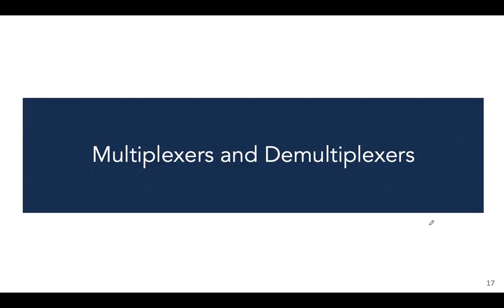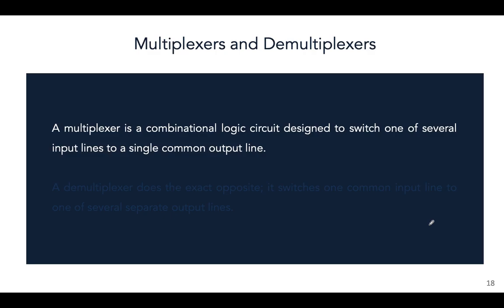All right, now let's talk about multiplexers and demultiplexers. A multiplexer is a combinational logic circuit designed to switch one of several input lines to a single common output line. So you have a circuit with multiple inputs, and what a multiplexer does is it picks one of those inputs and passes it as the output. Out of the several available inputs, one input is chosen and transmitted through the multiplexer as the output. All other inputs are halted.